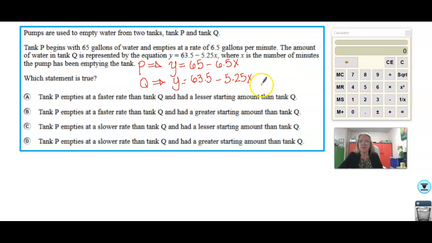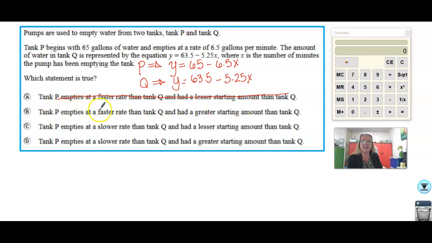Which statement is true? Tank P empties at a faster rate than tank Q. Well, tank P is emptying at a faster rate than tank Q. That's correct because tank P is emptying at 6.5 gallons per minute. So that part is true. But this one says, and had a lesser starting amount than tank Q. Well, actually, tank P had a greater starting amount. It had 65, and tank Q had 63.5. So A is not correct.